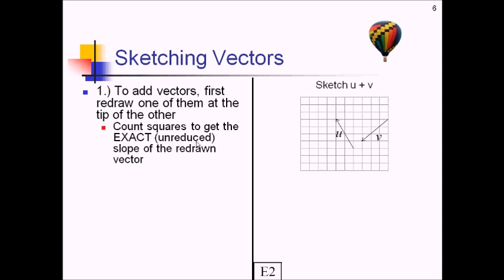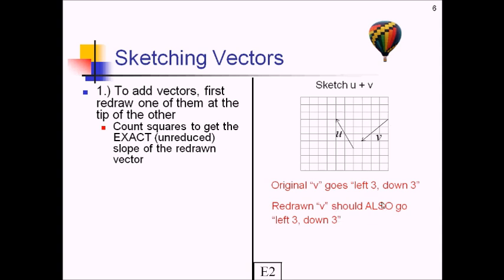When you do this, you should probably count squares to get an exact unreduced slope of your redrawn vector. For example, v is originally going left 3 and down 3. So the redrawn version of v should also go left 3 and down 3. And it has to be unreduced. I know this is really a slope of basically 1, but we don't want to reduce it because we want a vector that has the same size.